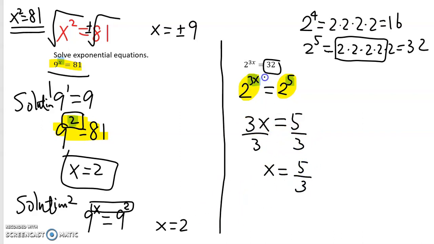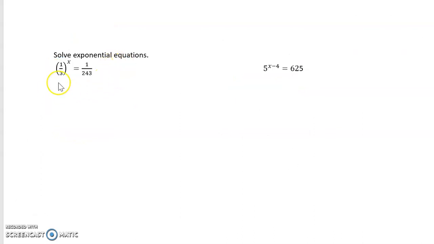And again, we can check the answer by plugging the number back in for x. Okay, so let's look at another two examples. In this one, we have fractions, but the idea of solving them would still be similar. So we can keep the left-hand side and try to rewrite the right-hand side as something with an exponent of the same base.